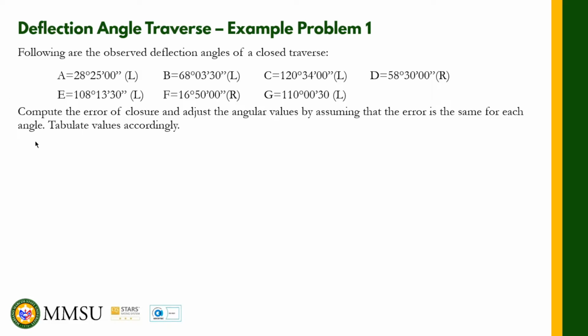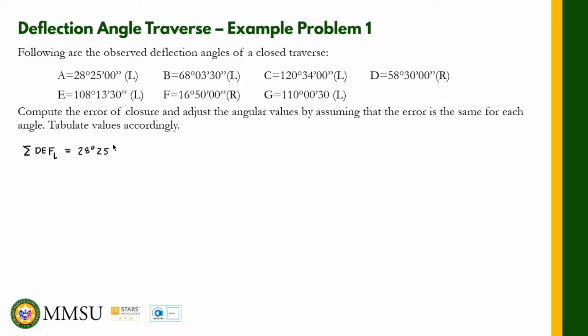First we need to get the sum of the deflection angles to the left. Sum of deflection angles to the left. So the sum of the deflection angles to the left, we have angle A, that's 28 degrees.